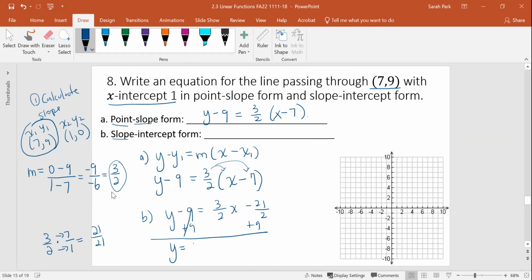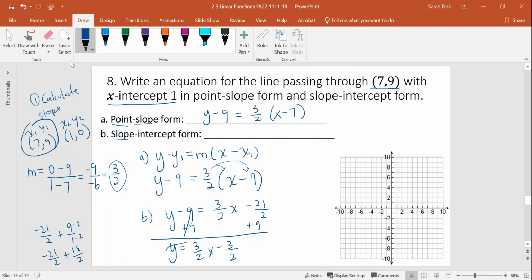So y equals 3 halves x. To do negative 21 over 2 plus 9, whenever we add or subtract fractions, we need common denominators. So negative 21 over 2 plus 9 over 1. We want a common denominator of 2. So we have negative 21 over 2 plus 18 over 2. Negative 21 halves plus 18 halves is negative 3 over 2.